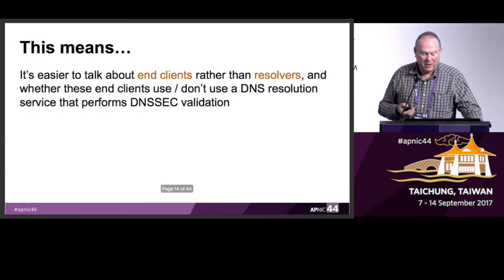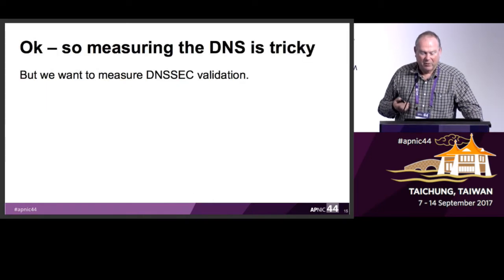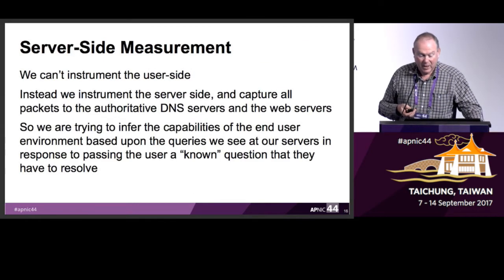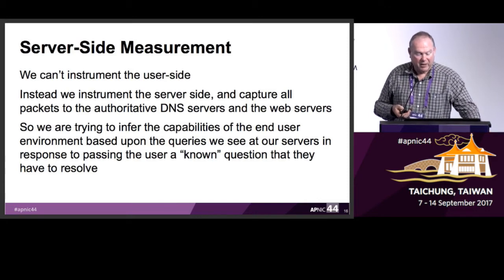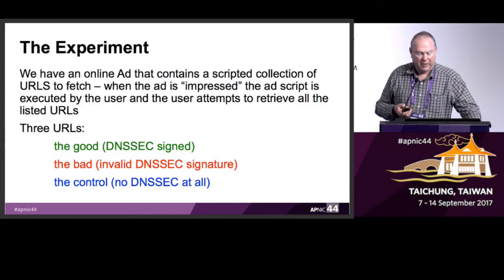So resolvers, hard question. Users is what we can talk about. It's a lot easier to talk about the number of users who sit behind resolvers that validate. So measuring the DNS is tricky. We want to measure DNSSEC validation. Now, again, it's really hard to instrument all the users all of the time. Can't do that. I instrument servers, and I use an ad network to set out questions that affect users to ask their resolvers that ask our servers. And from that measurement, we can infer what's going on.